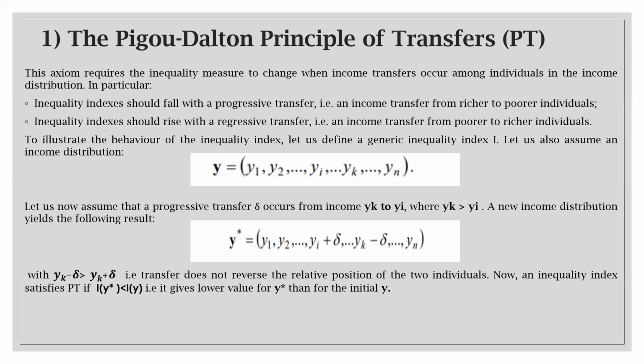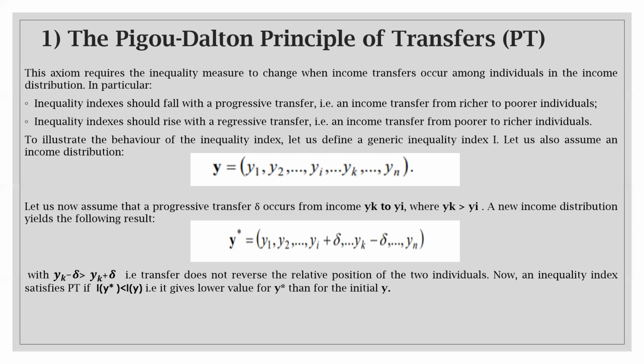So to illustrate the behavior of an inequality index, let us define a generic inequality index I. Let us also assume an income distribution. So Y is the total income distribution, how your income is distributed. You can see Y1, Y2, and then Yi and Yk. The distance between Yi and Yk matters here. And then we have the nth income distribution. So the positioning is very important, where you are. Some people are on Y1, some people are on Y2, and some people are on Yi and Yk. In this way, the income is distributed.